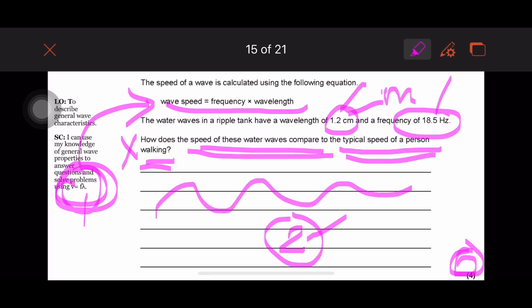So you're just going to compare the water wave. Is it faster than how a normal person walks? If you are an athlete who excels in walkathon, maybe, I don't know, you have to solve it and then compare. Is it faster than, similar to, or slower than a typical person walking? So that's why it's 4 marks.